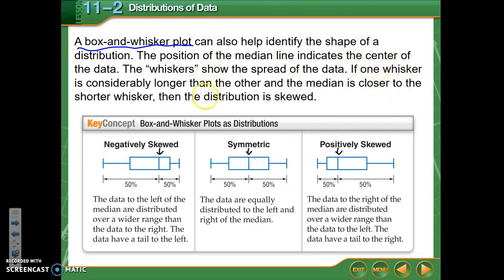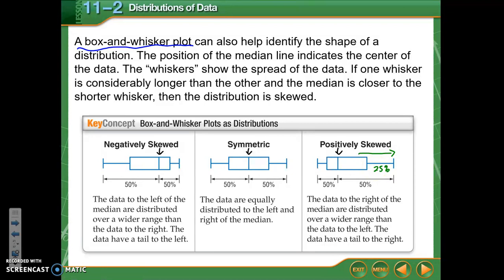If one whisker is longer than another one, and the median is close to the shorter whisker, it's like having a skewed distribution. So here in this first picture, we have a negatively skewed distribution because remember, half of the data is to the right and half is to the left. But my left-hand data is stretched out, so that's like thinking about the tail in the histogram pictures we looked at. So this is negatively skewed. This would be a symmetric distribution, and this one would be positively skewed, again, because the stretched out part of the data is over here.